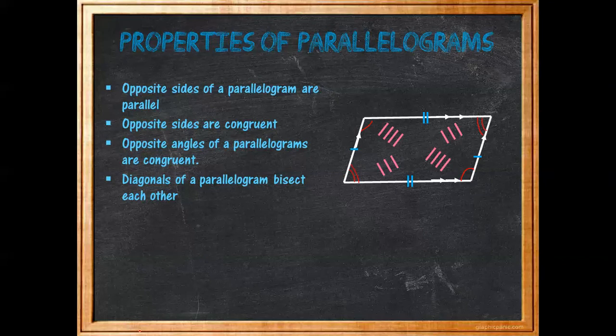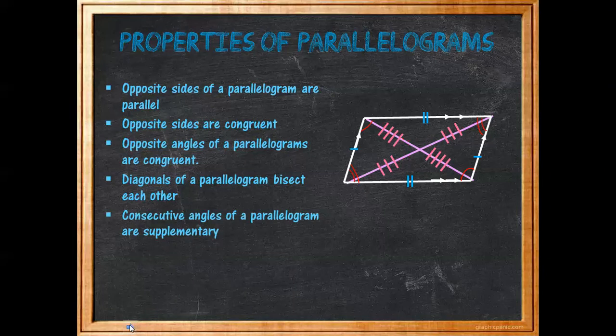Diagonals of a parallelogram bisect each other. That means that this side is equal to this side, and this side is equal to this side. It does not mean that the diagonals equal each other. We don't know that about a parallelogram.